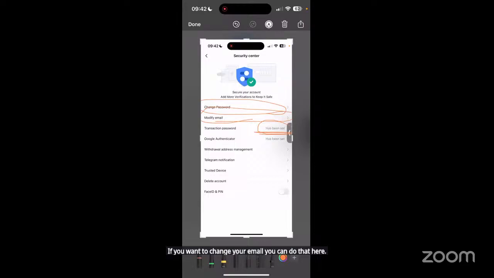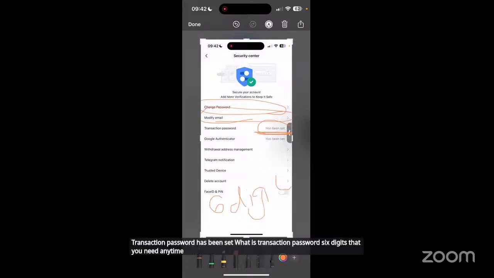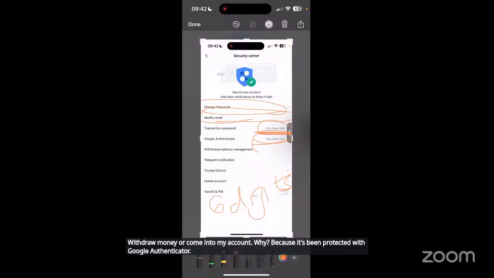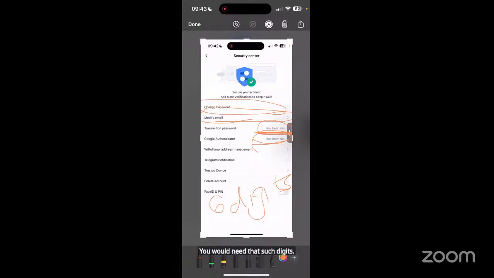Transaction password has been set. What is a transaction password? It is 6 digits that you need anytime you want to withdraw from your account. Google Authenticator, mine has been set. So if I share my credentials with Leader Doris, she will not be able to withdraw money or come into my account. Why? Because it's been protected with Google Authenticator. She would need that 6 digits to be able to access my account.